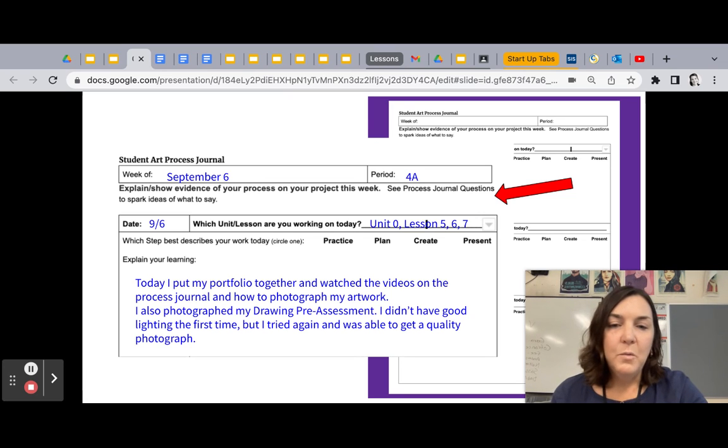So again, there's no right or wrong answer. I just want to know what you're working on in every class, 2 or 3 sentences to let me know where you are. This helps me make sure that you're using your time wisely, that no one's falling behind, or if you are falling behind, I know that I need to kind of step in and help you out.